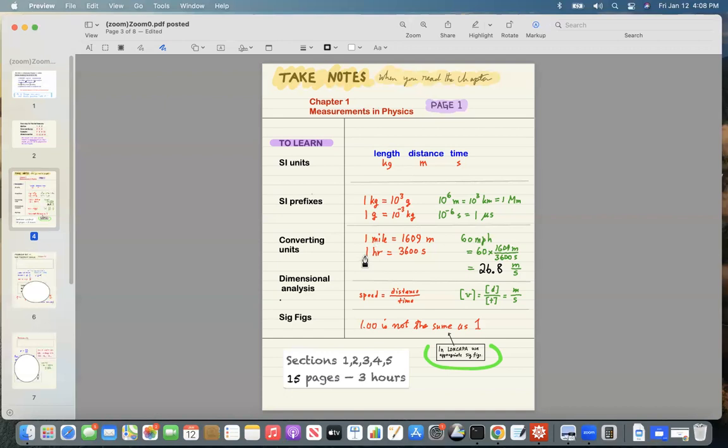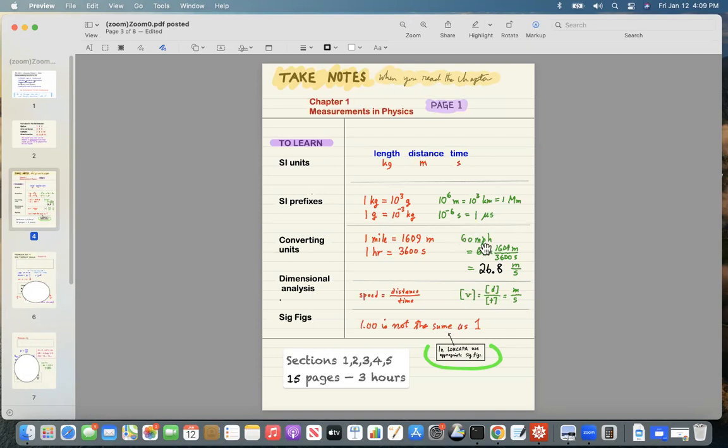Now, everybody knows how many seconds are in an hour. 1 hour is 60 minutes, and each minute is 60 seconds. So 1 hour is 60 times 60, or 3,600 seconds. Not everybody knows how many meters there are in a mile, but it so happens it's 1,609. You can look up things like this in Google if you forget.